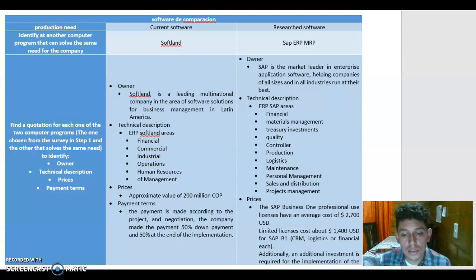Good night. Today I want to share the analysis and comparison between two software programs used for production planning.